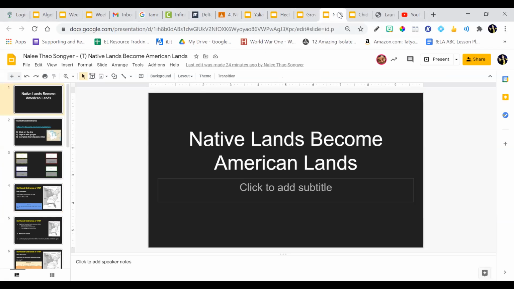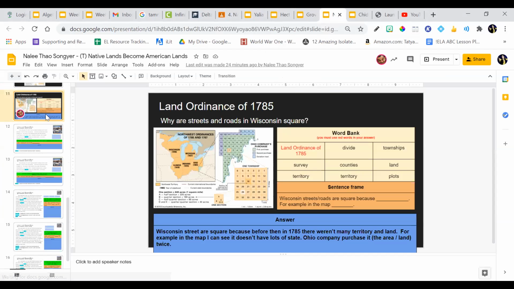Okay, so anybody help us out? Again, we should have this. If you guys want to look at my screen, you can follow because I'm looking at your slides right now, but we need to have this Land Ordinance of 1785 in our answer. We need to say that somewhere.